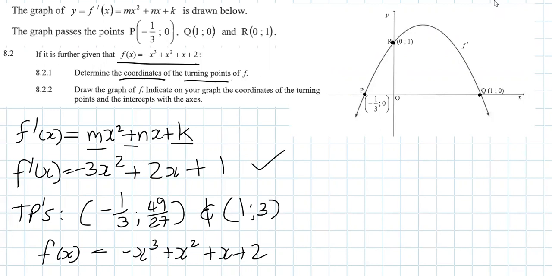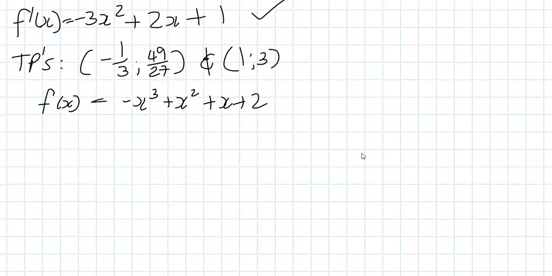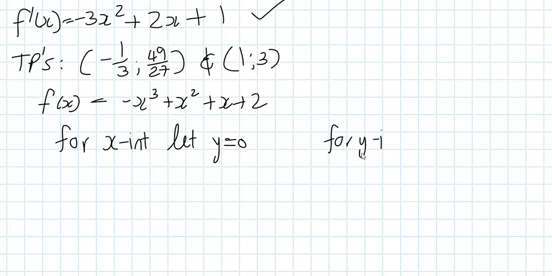(8.2.2) wants you to sketch the graph of f, indicate the coordinates of the turning points, which we've already done, and the intercepts with the axes. So we just need to do the intercepts with the axes. For the x-intercept, you let y equal to 0, and for the y-intercept, you let x equal to 0. So we can just quickly get that done.